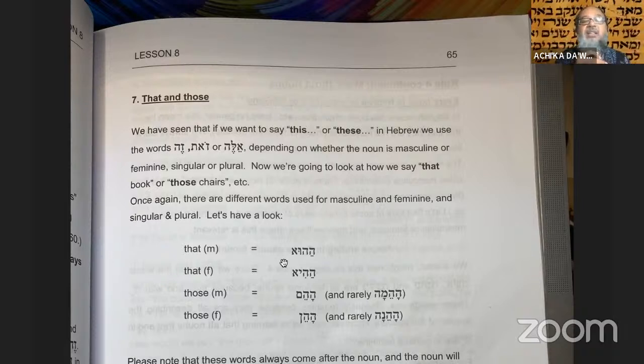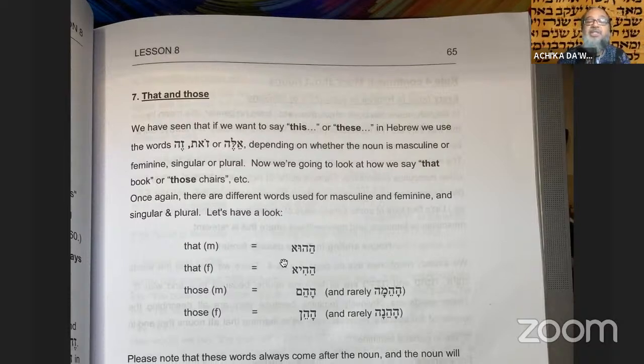So we have seen that if we want to say this or these, in Hebrew we use the words ze, zot, and ele, depending on whether the noun is masculine or feminine, singular or plural. Pretty straightforward. Now we're going to look at how we say that book or those chairs. Again, there are different words used for masculine and feminine and singular and plural.